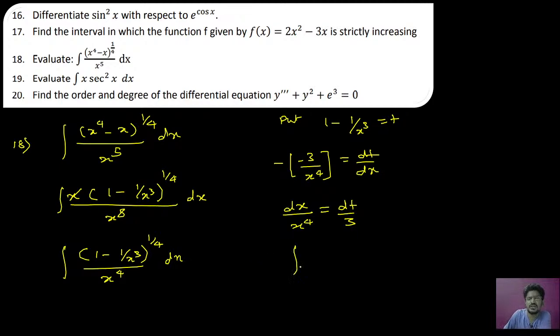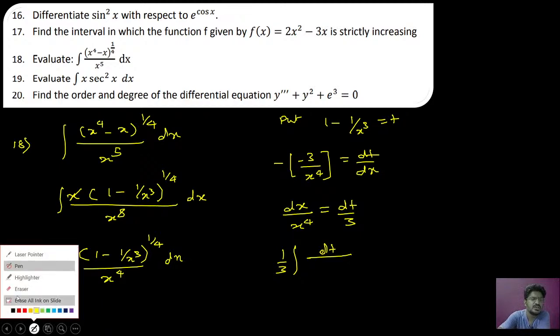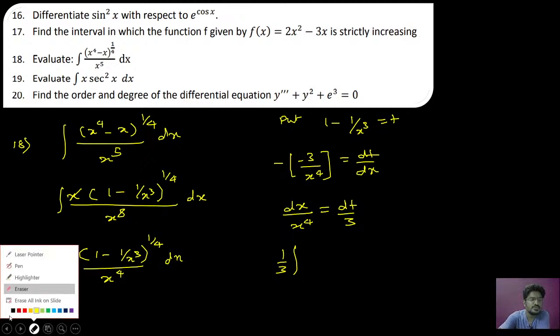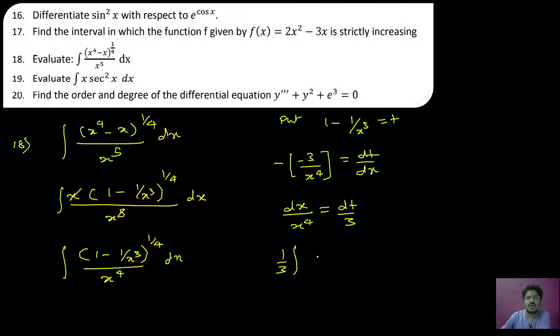You replace it. So that will be dt divided by 3 and the remaining term is 1 minus 1 by x cube whole to the power of 1 by 4, that is t. So you have to write t. Okay, so that will be t to the power of 1 by 4 with respect to dt. So now you can integrate it, no problem.